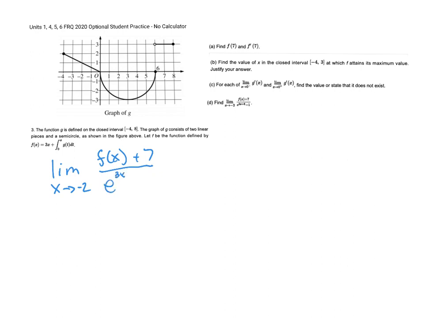E to the 3x plus 6 minus 1. So essentially we need to do f of negative 2 plus 7 and figure out what that equals. Well, f of negative 2 is 3 times x, so that's negative 6, minus the definite integral from negative 2 to 0 of g of t, and then plus 7. Well, I just need to figure out this area here.